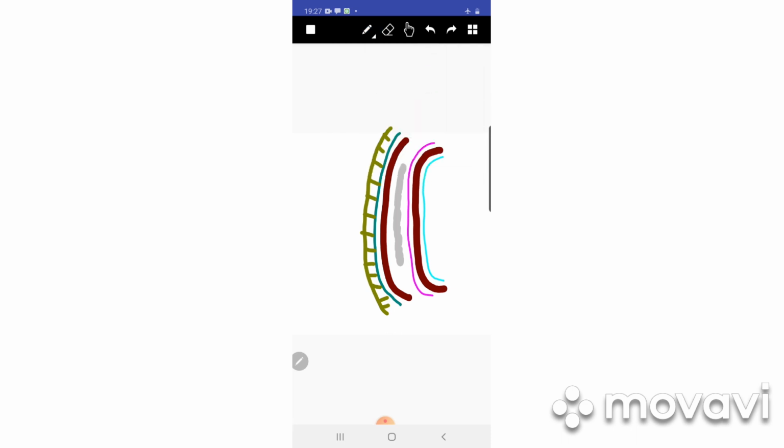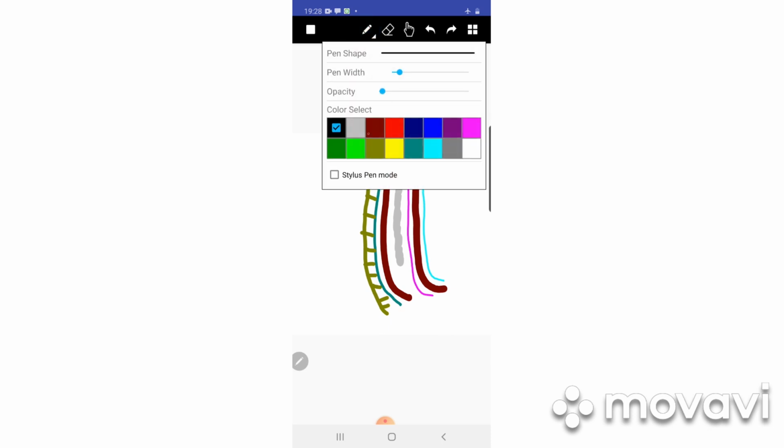So we'll go over it now. This is the buccinator. Outer to it, the buccopharyngeal fascia. Inner to it, the mucous membrane of the vestibule. Outer to the buccopharyngeal fascia, the buccal pad of fat, the masseter muscle, the parotidomasseteric fascia, skin and subcutaneous connective tissue.